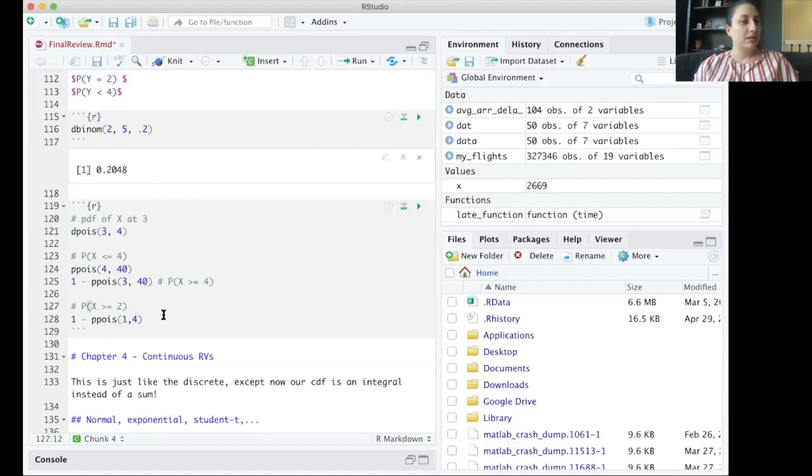How are we feeling? Just practice finding some of these probabilities with binomial distributions.